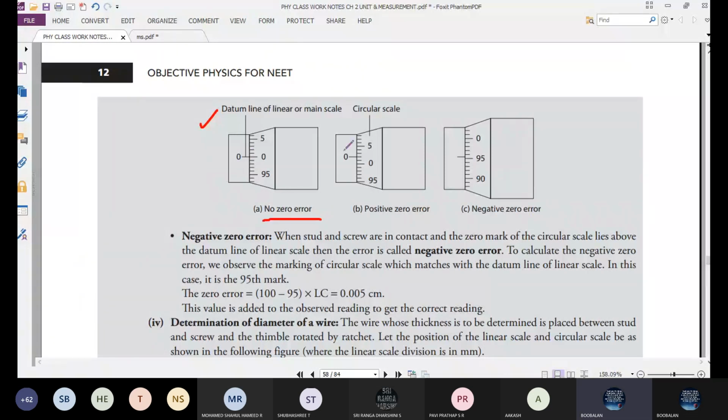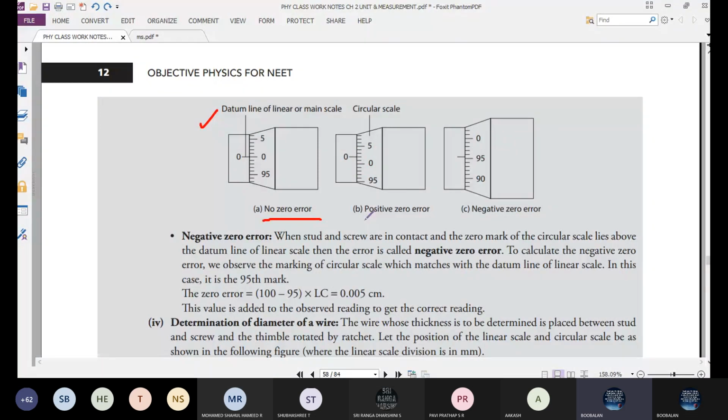Main scale 0, circular scale 0. It is down, no? Below the 0. See here. This is the main scale, this is the circular scale 0. The circular scale 0 is below, then it is the positive error. Refer to the diagram: zero error, positive error, negative error.